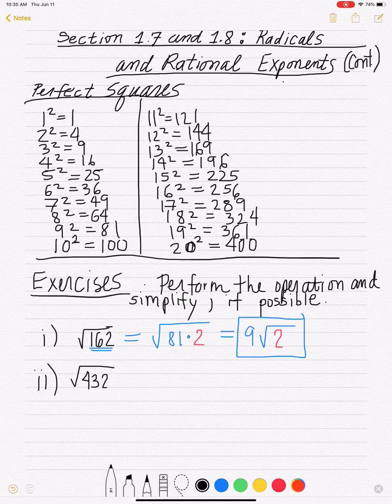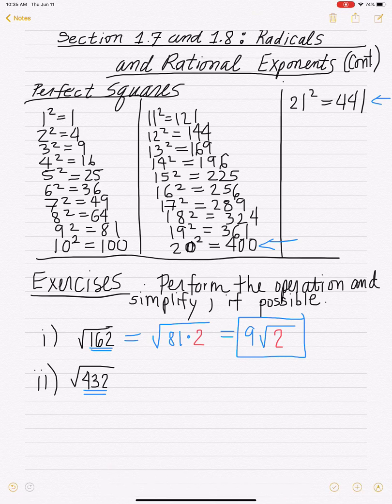If I were to do 21 squared, for example, I'm not even sure what 21 squared is. That's 441. So 432 is somewhere in between 400 and 441. It's not a perfect square. So what we're going to do is figure out, okay, what can I break 432 down into? What can I factor it into where one of the numbers is a perfect square?